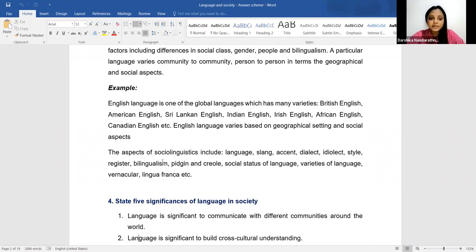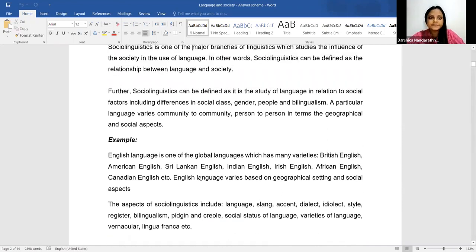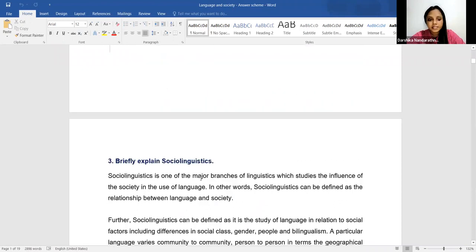Okay, the aspects of sociolinguistics include language, slang, accent, dialect, idiolect, style, register, bilingualism, pidgin and creole. So these are the things which come under sociolinguistics. So these are the areas we study under sociolinguistics. Okay, so you need to mention that part also. Finally, this is a sample answer for the question: briefly explain sociolinguistics. Okay, any question?